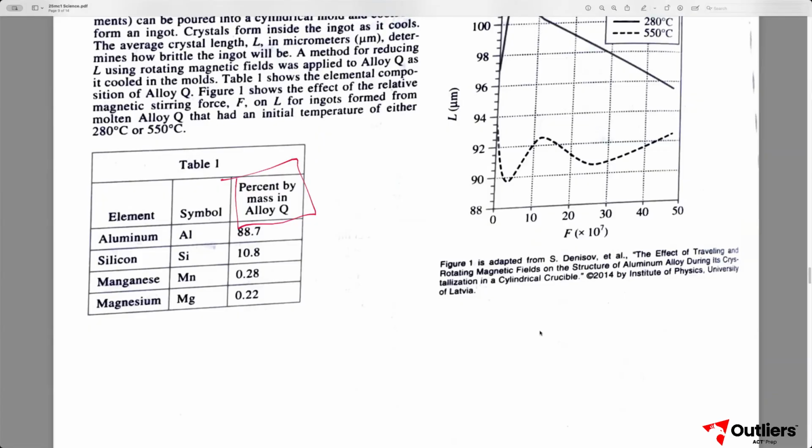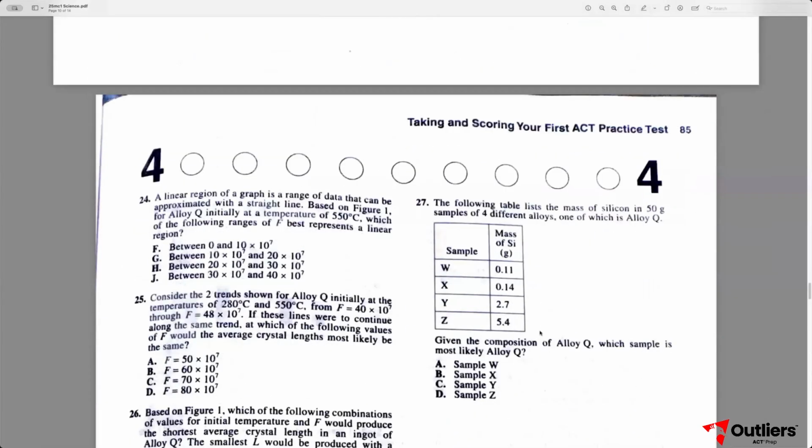So it's saying if we take a sample of alloy Q, 80% of it's going to be aluminum, 10% of it's going to be silicon, 0.28% is going to be manganese, and 0.22% will be magnesium. So what we need to do first is convert these values and find what percentage silicon is of these different samples.